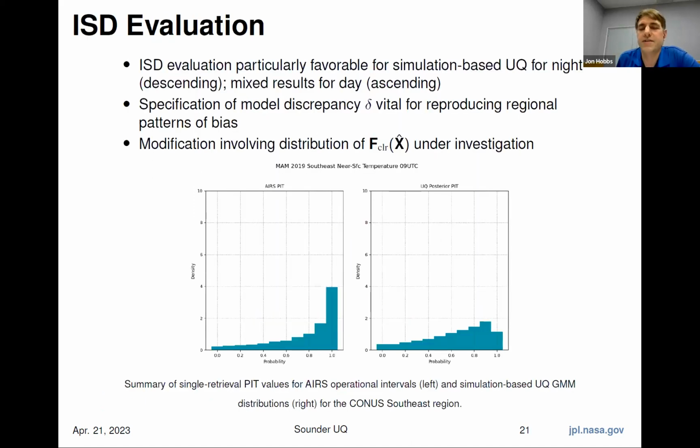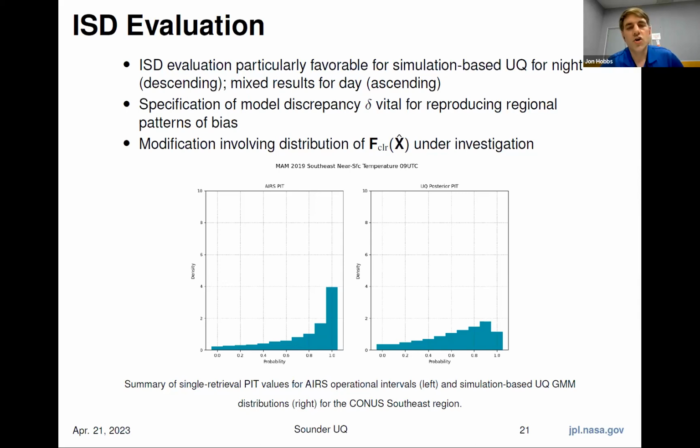Just a couple of remarks to summarize this. On the bottom is that probability integral transform result summarized for one of the templates, the southeast region at nighttime. The AIRS retrievals in particular tend to be fairly biased for this particular template. The simulation-based UQ mitigates that to a certain degree, but not entirely. In looking at the results that we've obtained, there are certain templates for which the UQ does definitely yield favorable results, particularly at night. The night case is shown here at the bottom. Daytime results are a little bit more mixed in what we've conducted so far.